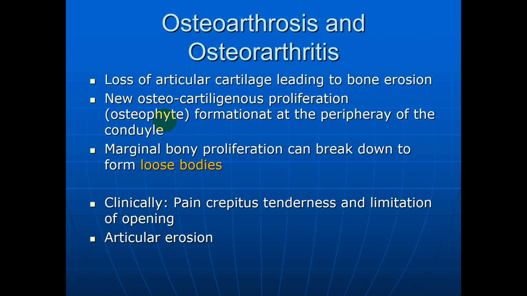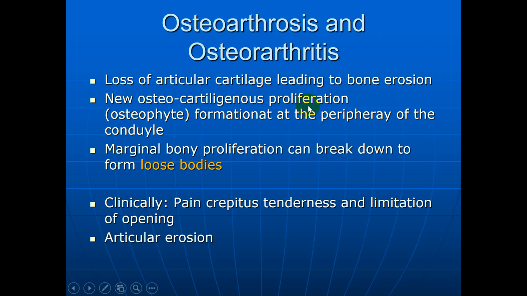What are the osteophytes? The osteophyte is a projection of bone and cartilage. Okay, and this occurs at the periphery of the condyle. So let us put it again and say it again. First, we have loss of the articular cartilage. As a result, the response is to proliferate and try to make a new articular cartilage.